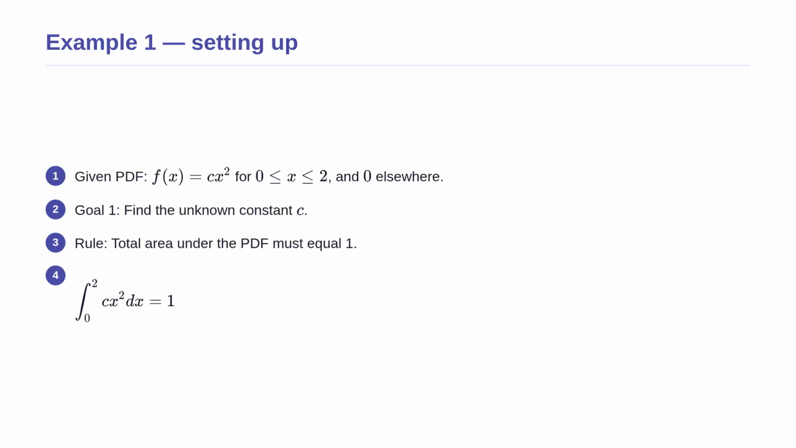Let us put these concepts into practice with a concrete problem. Suppose we are given a continuous random variable x with a probability density function defined as c times x squared for the range 0 to 2 and 0 everywhere else. Our first goal is to find the value of the unknown constant c. To do this, we must use the fundamental rule we learned earlier. The total area under any valid probability density function must equal exactly 1. So, we set up the integral of our function from the lower limit 0 to the upper limit 2 and set it equal to 1.